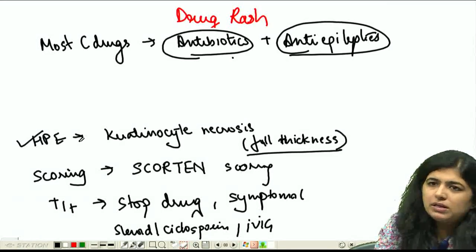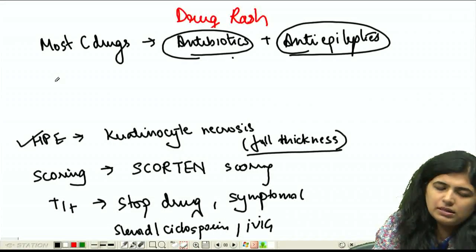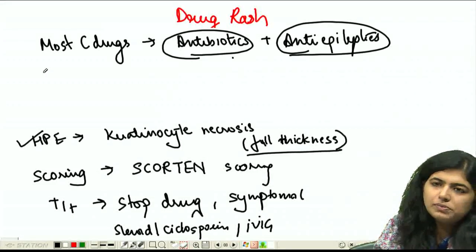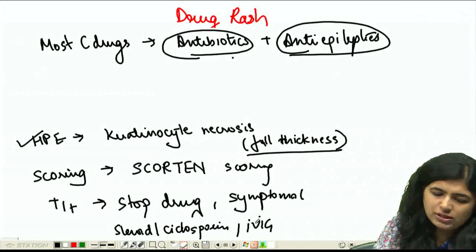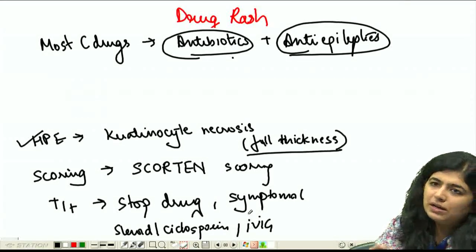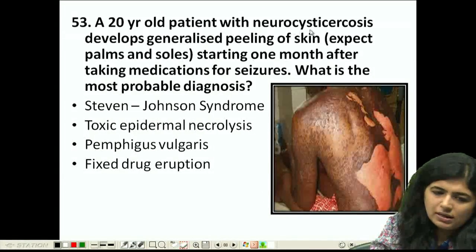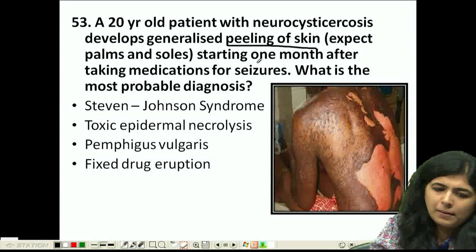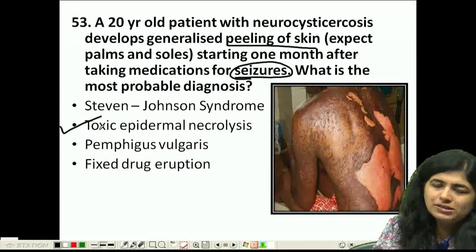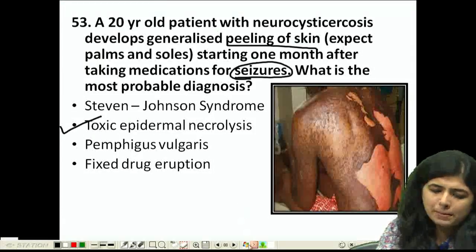Severe mucosal involvement, hemorrhagic crusting on the lips, peeling of the skin, all of these are typical of SJS and TEN. Clear? So if you go to that image, see the image again, the patient develops this peeling of skin 1 month after treatment for seizures. Answer: toxic epidermal necrolysis. Clear? Good.